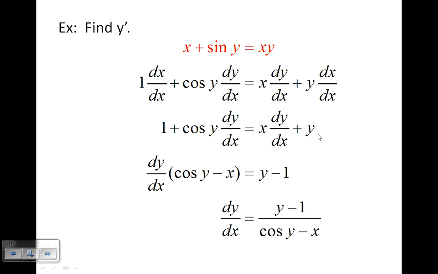At that point, I clean it up by dropping these dx/dx's. Those are just 1. And then I want to get the dy/dx's on the same side of the equation, factor it out, put the terms without the dy/dx on the other side, and get my answer.